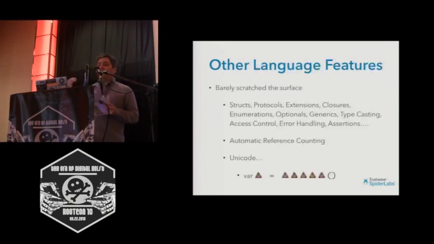Other language features. We've barely scratched the surface. It's just a quick overview to try and get you guys familiar with it. Structs, protocols, extensions, optionals, generics, error handling, all that kind of stuff. It's a really nice first-class modern language, they call it. I don't know what a modern language is supposed to mean, but it's modern. It uses automatic reference counting, which has been a thing since Objective-C 2, so it's pretty straightforward in the memory management. Unicode, so you can come up with crap like that. I don't know why anybody would want to use emoji in their code, but yeah, it's possible.